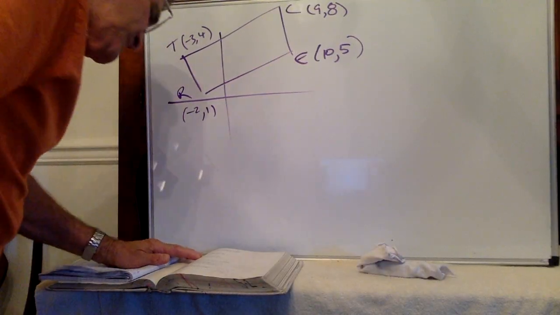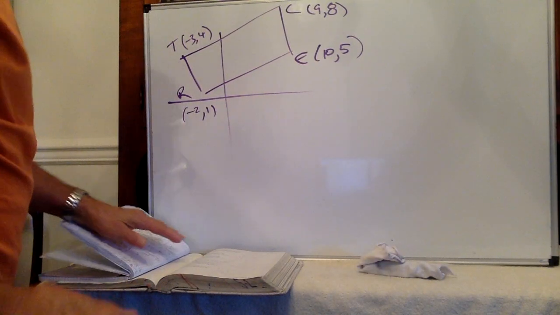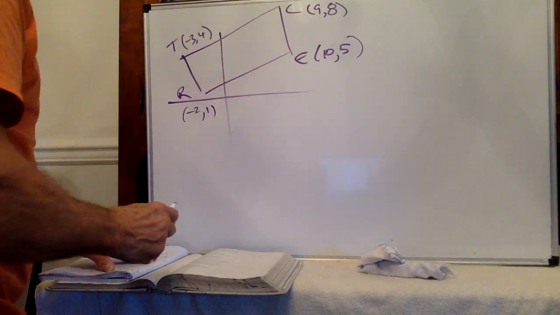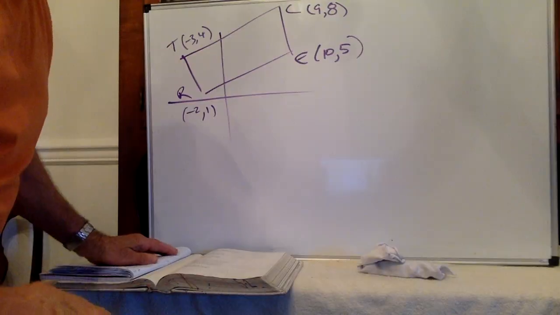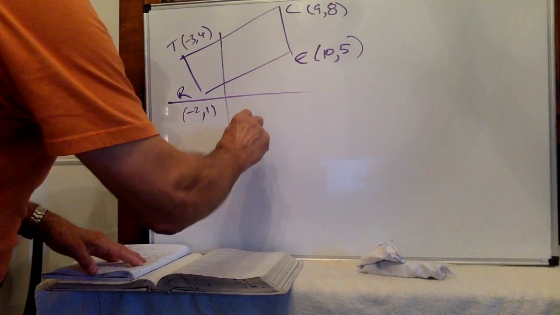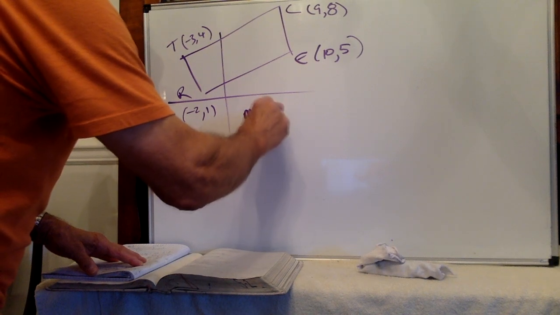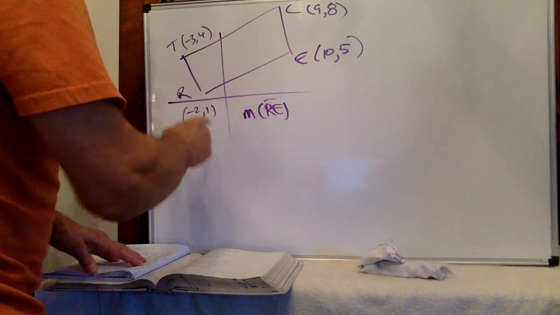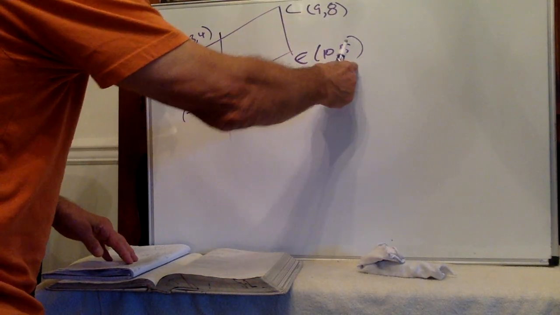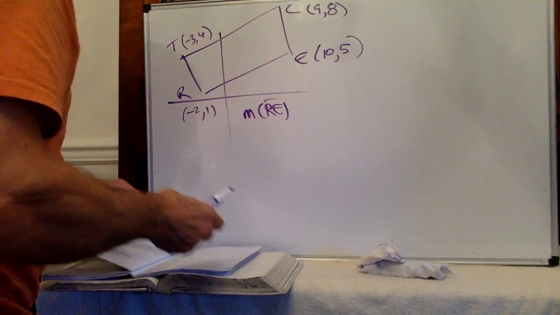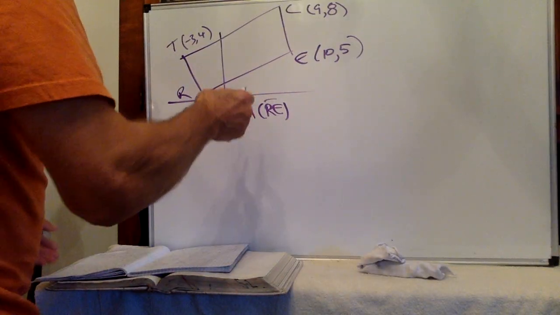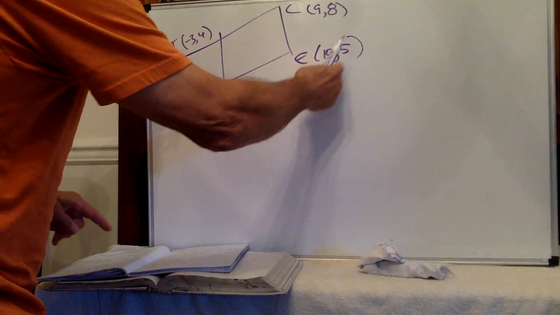Is RE parallel to TC? In order to find out if they're parallel, you have to compute the slopes. If the slopes are equal, then they're parallel. So first I compute the slope of RE. Call that x1, y1, that x2, y2, or flip it. Just be careful that when you do your subtraction, you subtract in the right order. So I'm going to call this x1, y1, that's x2, y2.